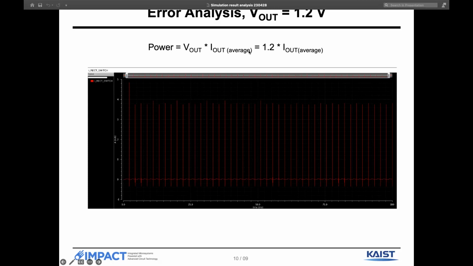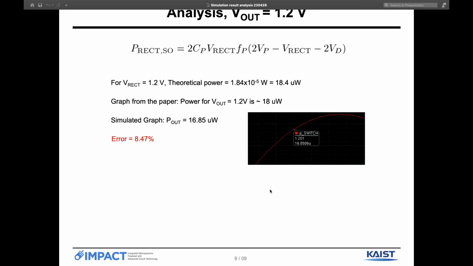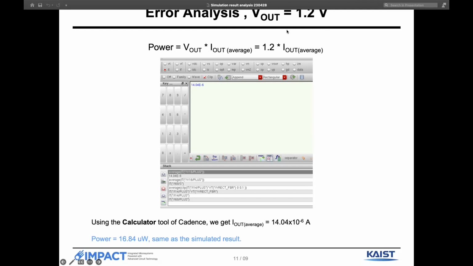So here's the current we get for V out equal to 1.2 volts. The power equation will look like this. Using the calculator tool of Cadence, we get that our I out average, the average current, is 14.04 ampere. So if we plug in, we get a power of 16.84 microwatts, which is the same as we saw in this graph over here. So that means the output current, I out, is where the problem lies.